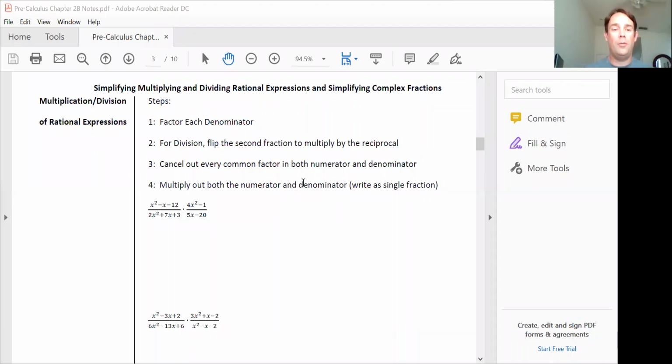So we're going to be taking a look at multiplying and dividing rational expressions today, and then some complex fractions. We're just going to continue going through some of the arithmetic of rational expressions. And then the next 2 days, we'll talk about graphing the functions that go with them.